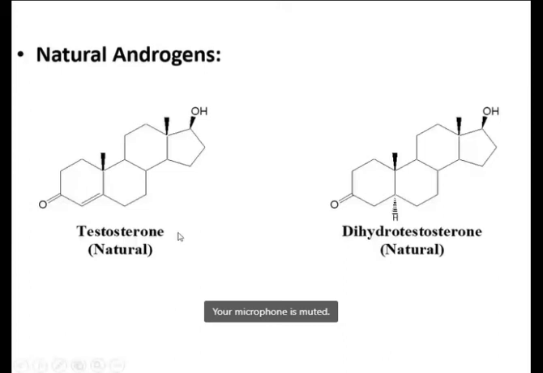Remember the structures of dihydrotestosterone and testosterone. There is one extra hydrogen in the fifth position, in the alpha position. So dihydrotestosterone is formed by reduction at the 5-alpha position. The name of the enzyme is 5-alpha reductase.